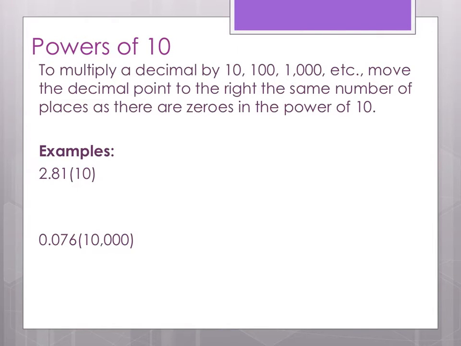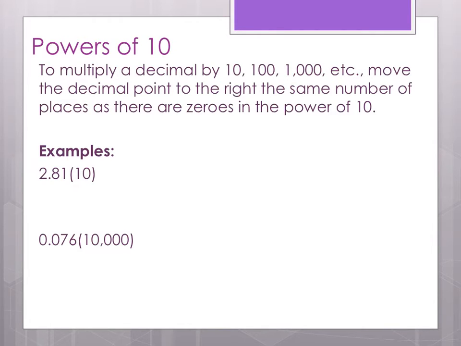Now we'll learn how to quickly multiply by powers of 10. To multiply by powers of 10 greater than 1, like 10, 100, 1,000, 10,000, 100,000, etc., basically a 1 with a whole bunch of zeros afterwards, move the decimal point to the right the same number of places as there are zeros in the power of 10. So let's look at some examples.